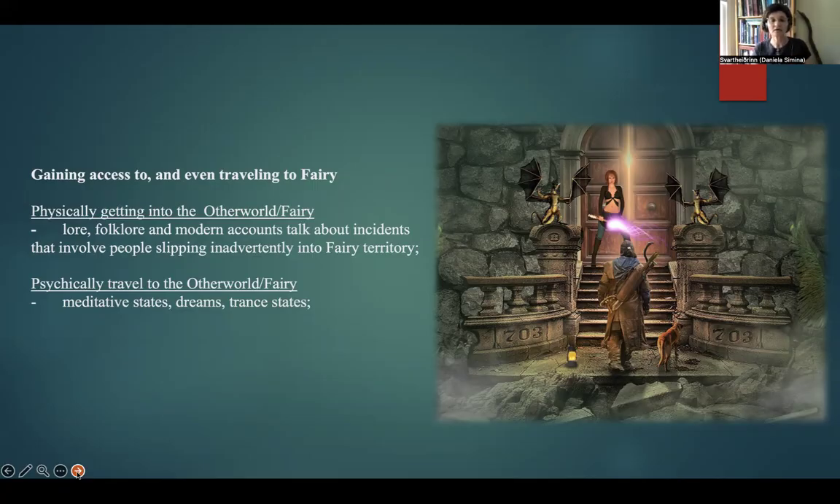So there is a physical aspect to getting into the other world of fairy, and there is also traveling psychically to the other world of fairy. This is what we're going to concern ourselves with over the next minutes. This can be achieved through meditated states, dreams, and trance. Trance is a deeper state than just meditative; it's more transporting.